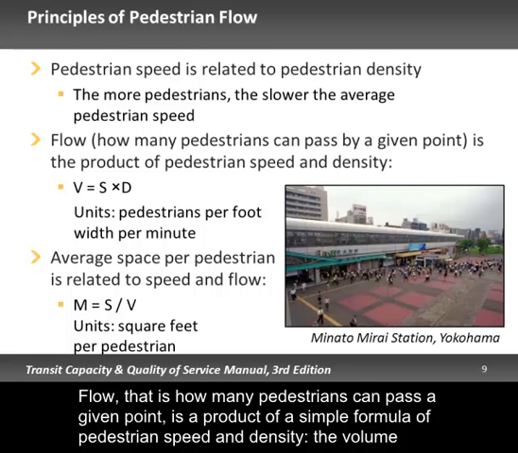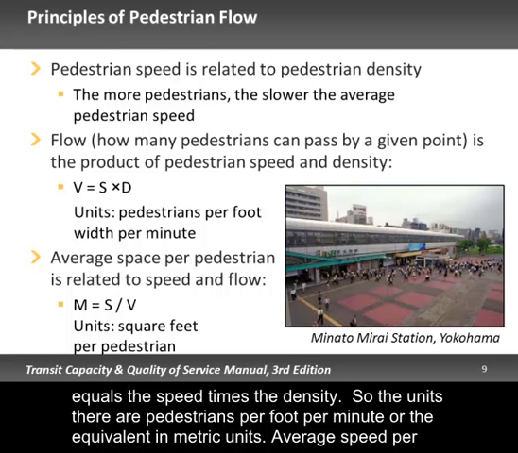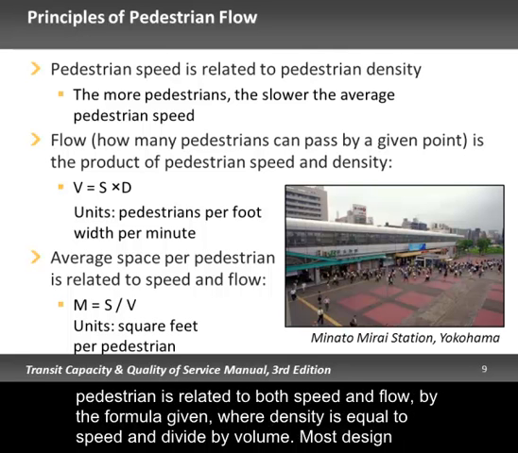Flow, that is how many pedestrians can pass a given point, is a product of a simple formula of pedestrian speed and density. The volume equals the speed times the density. So the units there are pedestrians per foot per minute, or the equivalent in metric units. Average speed per pedestrian is related to both speed and flow by the formula given, where density is equal to volume divided by speed.